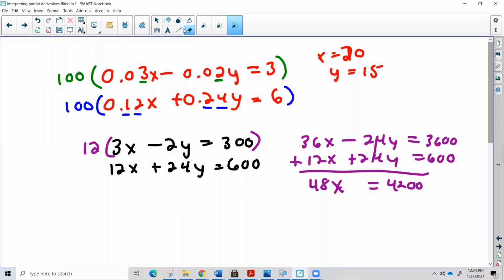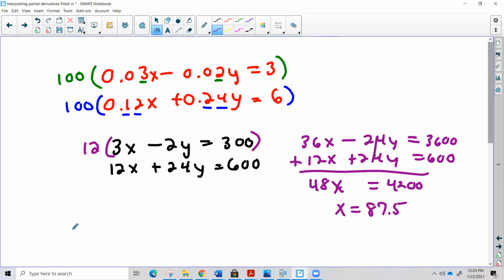Okay, and so then I get X to be 87.5. And these aren't supposed to be there, so just ignore those. And then I'm going to plug that in to get Y. Again, it doesn't matter which equation I do. Oops, I need to plug it in for X. Okay, so 3 times 87.5 is 262.5.